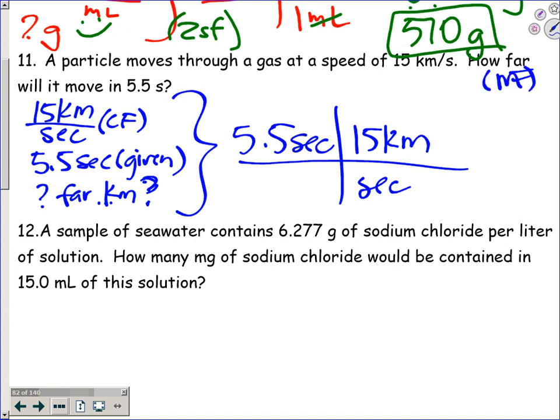So now take your process of your given of 5.5 seconds, times 15 kilometers per second. That's a conversion factor. We cancel seconds out. What am I going to write next, Charles? For my next conversion, if I'm going to meters.